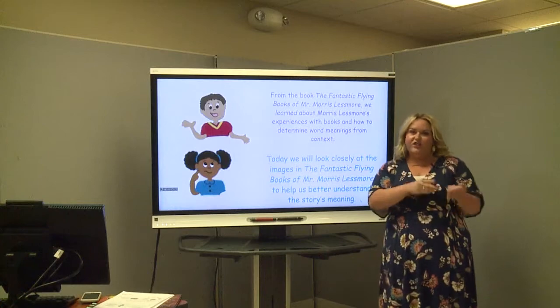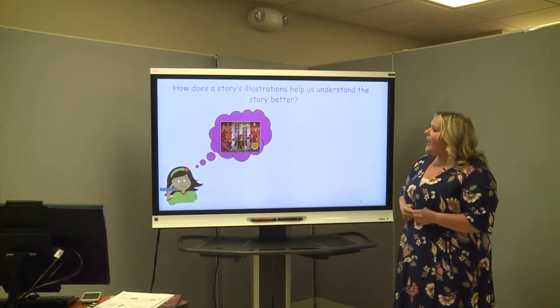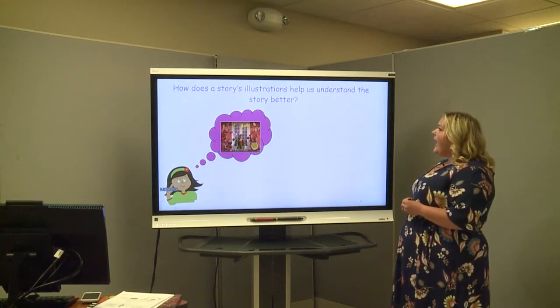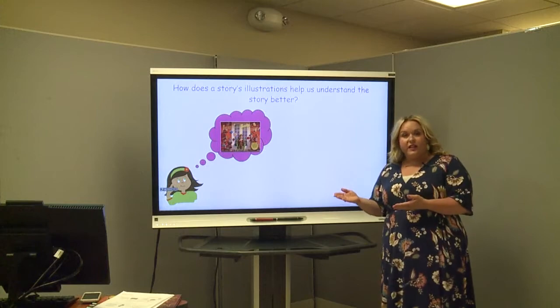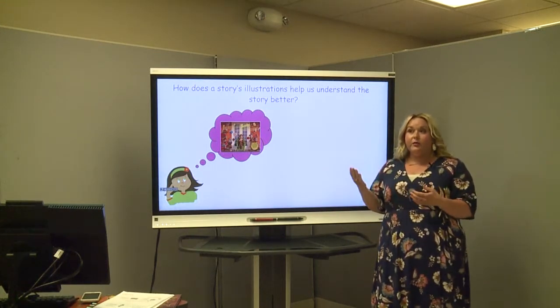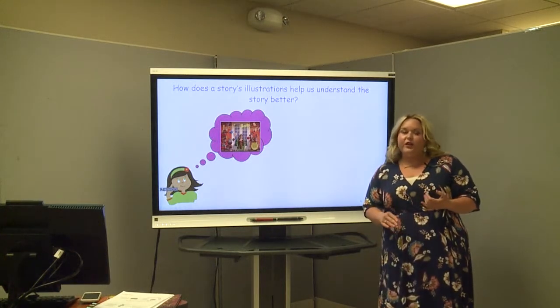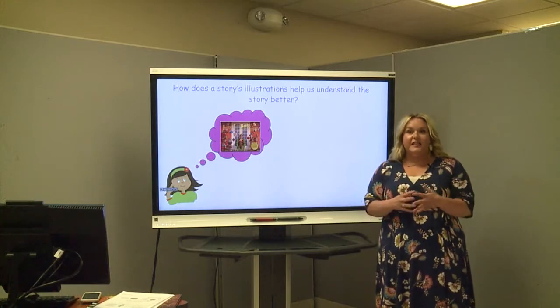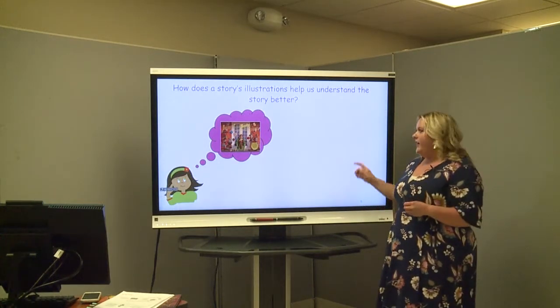They go hand in hand. You already know that as a reader, but we're going to jump right in. How does a story's illustrations help us understand the story better? So like I said, your illustrations always go with the text. They always match. And remember that your illustrations, those can be pictures, drawings, photographs, maps, charts, anything like that that accompanies the text. So let's look specifically at that.